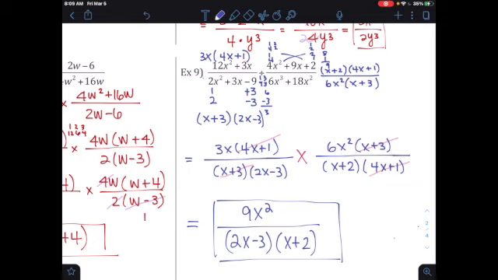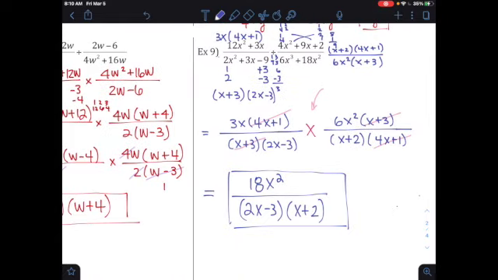I put it in the red very clearly for you guys, because that's multiplication. For division, you need to flip it, so that becomes multiplication. Then I start canceling. There's no x to be canceled, there's no number to be canceled, so I just cancel whatever in parentheses they have in common. And collect the like terms, multiplying them together. That will be 3 times 6. 3 times 6 is 18x squared over 2x minus 3 times x plus 2. The answer for example number 9.